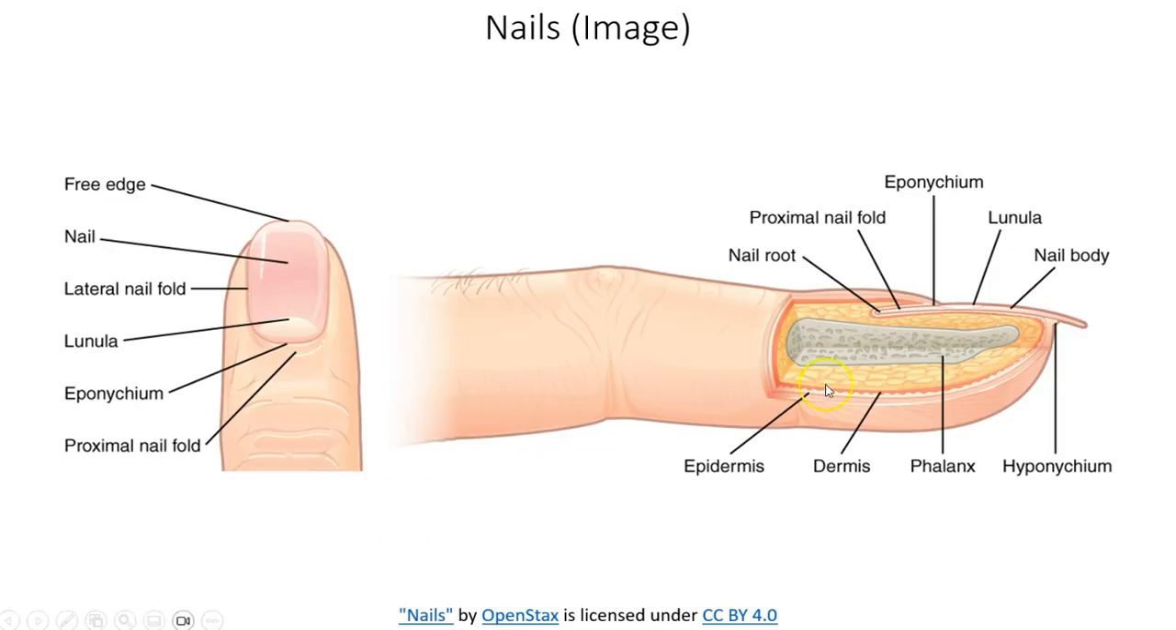And then we've got that layer underneath the nail. That's a very thick layer of the stratum corneum, but obviously there's some nerve sensation in there, because if you cut your nails too short, it's going to hurt a lot.